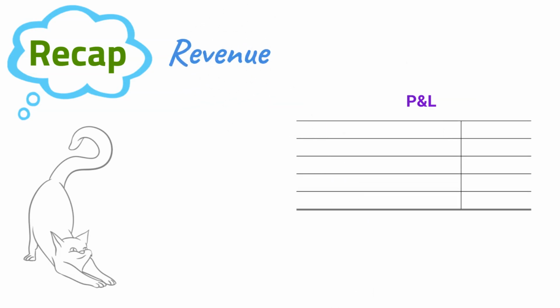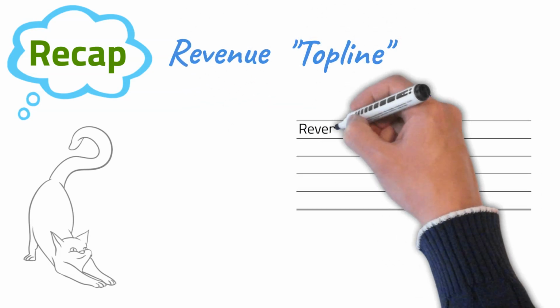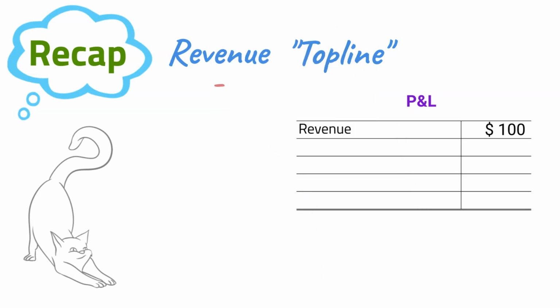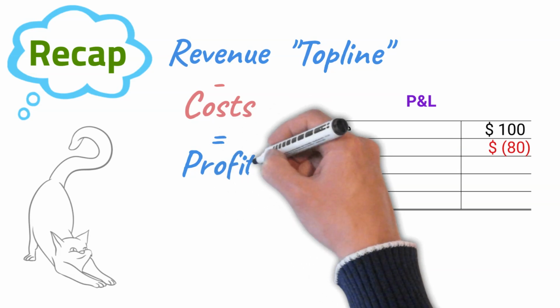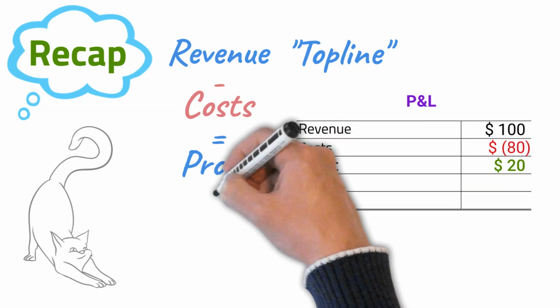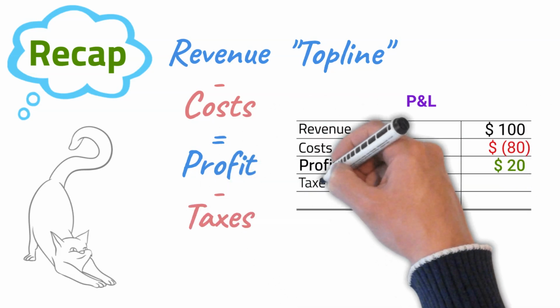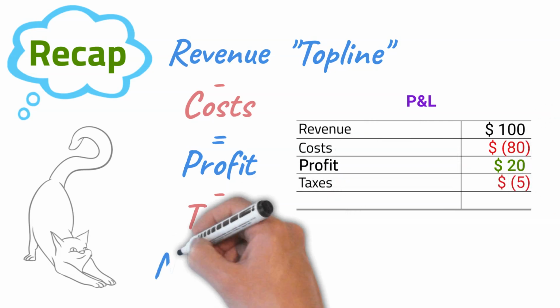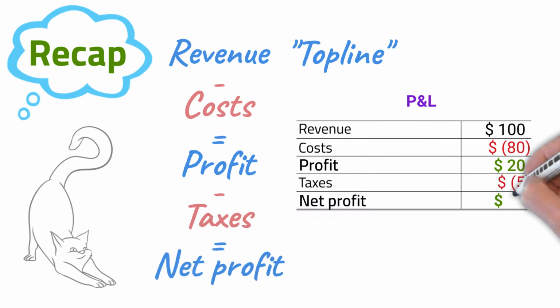So, at the very top we record revenue. That's why it's sometimes called the top line. Below revenue we record the costs and taxes and arrive at profit and net profit. The profits are sometimes called the bottom line. And this way we are getting a simple income statement or P&L.